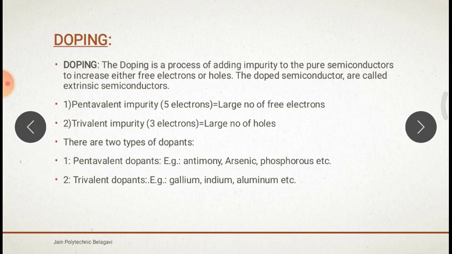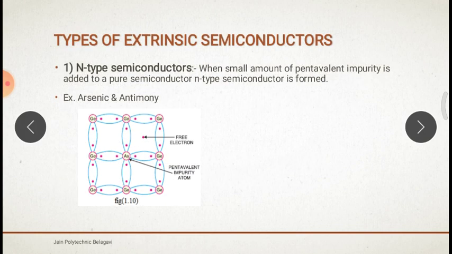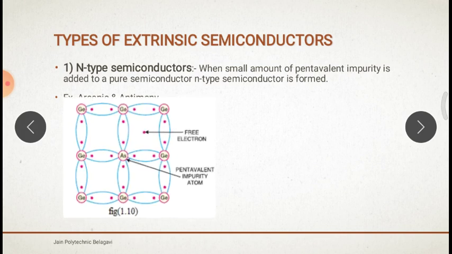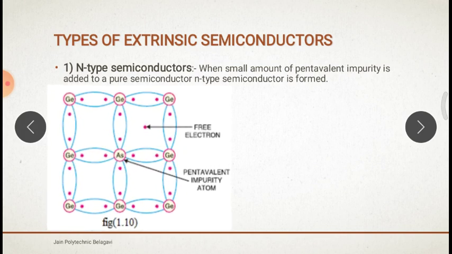The difference between these types of extrinsic semiconductors we'll see now in the next slide. First, the n-type. Here, a small amount of pentavalent impurity is added to the pure semiconductor. Then an n-type semiconductor is formed. Examples are arsenic and antimony. Let's see one example. Here is the arsenic impurity, another material that we add to the germanium.